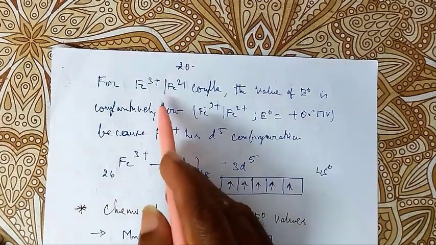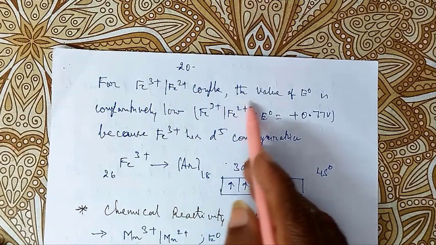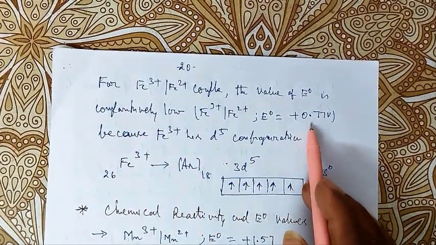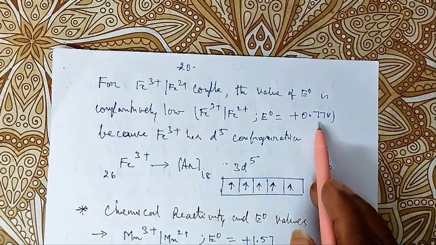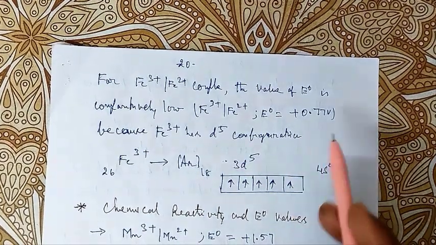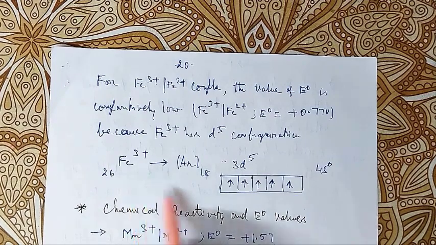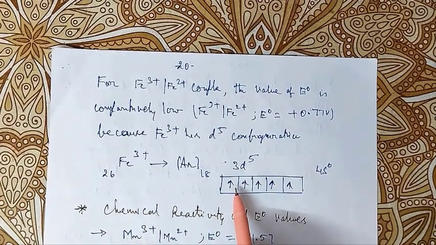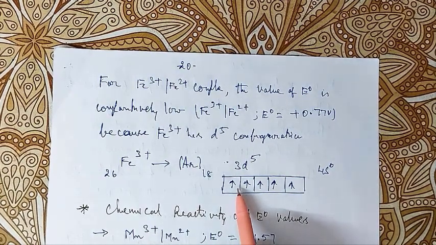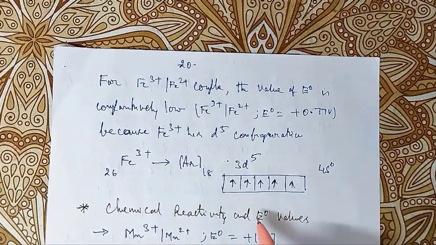In the same manner, for the Fe3+/Fe2+ couple, the value of E naught is comparatively low. That is, E naught value is +0.77 because Fe3+ has a d5 configuration, whereas Fe2+ has one paired electron. Therefore, Fe2+ is ready to lose the electron. That means it acts as reducing agent, or Fe2+ undergoes oxidation easily.